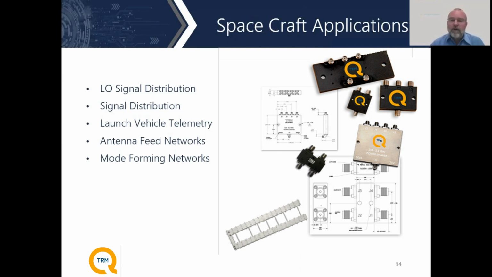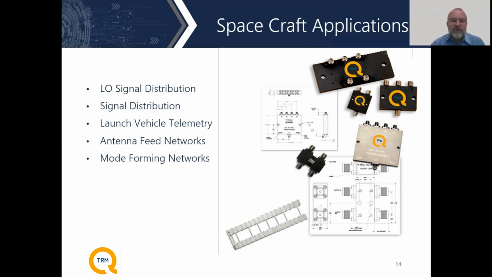We've designed parts that feed phased arrays as part of signal distribution networks. I mentioned just previously launch vehicle telemetry. The launch vehicle needs to know where it is, and there are guidance systems associated with that that TRM builds parts for. And again, antenna feed networks as well as mode forming networks are really what we build for spacecraft. In essence, almost any part that we build for any terrestrial system can be on a spacecraft.